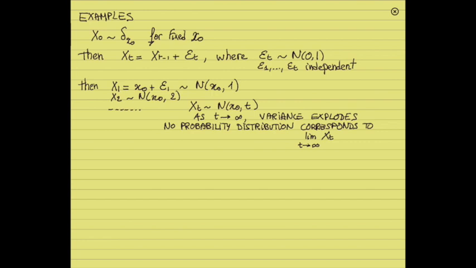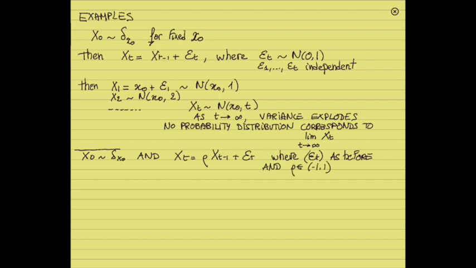So next we can look at another example, maybe a more favorable example, more representative of what we're looking for with MCMC. We start again from an arbitrary value, x0, and this time we define xt to be rho times xt minus 1 plus epsilon t, where epsilon t is as before, that is independent normal 0, 1, whereas rho is a value between minus 1 and 1 excluded.